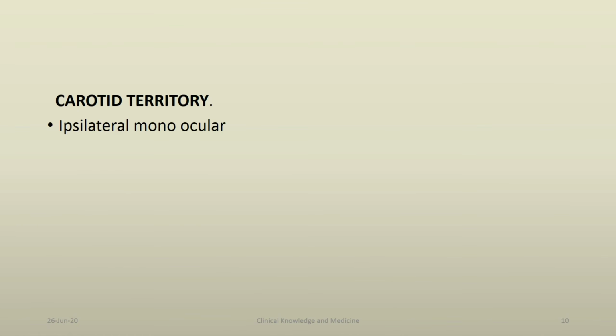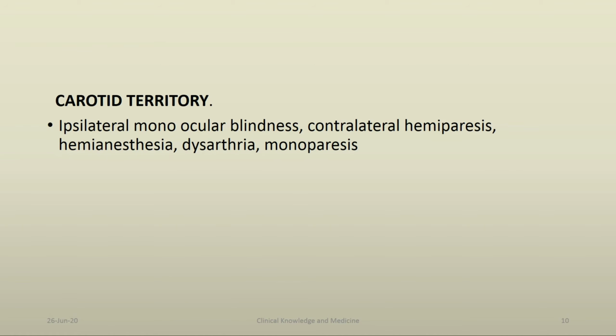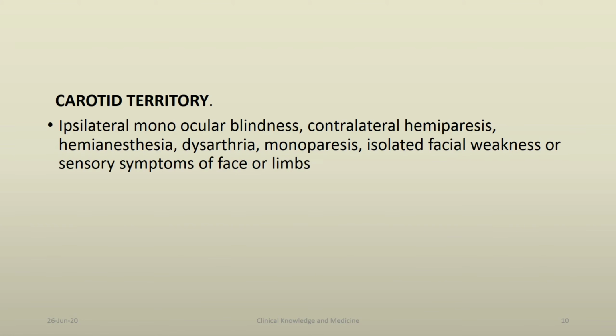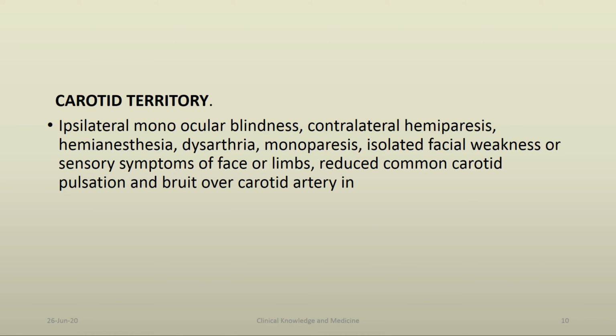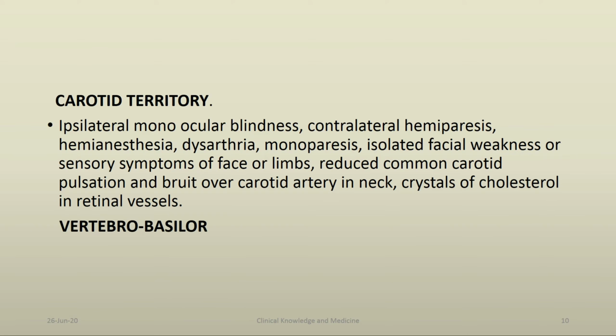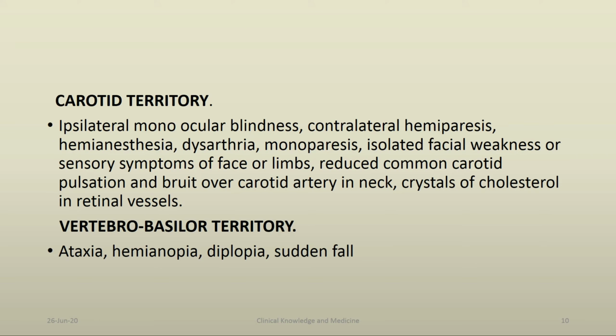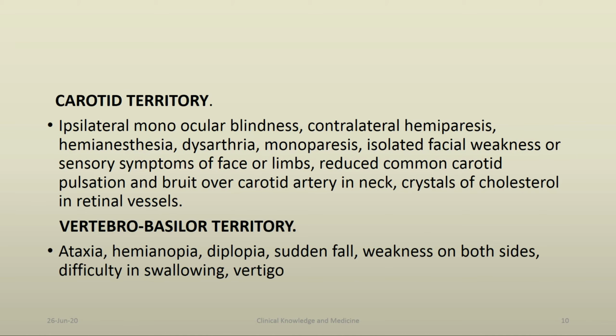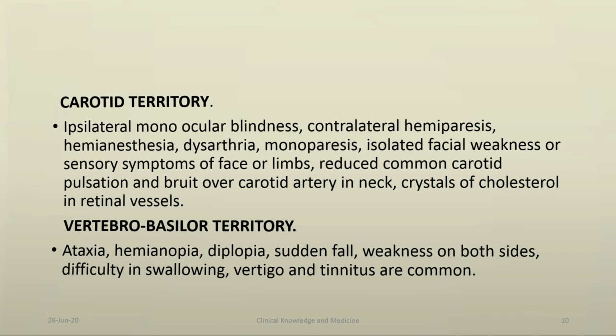Carotid territory: ipsilateral monocular blindness, contralateral hemiparesis, hemianesthesia, dysphasia, monoparesis, isolated facial weakness or sensory symptoms of face or limbs, reduced common carotid pulsation or bruit over carotid artery in neck, crystals of cholesterol in retinal vessels. Vertebrobasilar territory: ataxia, hemianopia, diplopia, sudden fall, weakness on both sides, difficulty in swallowing, vertigo and tinnitus are common.